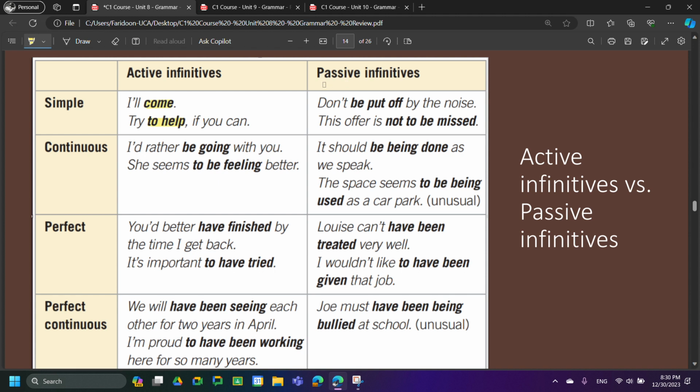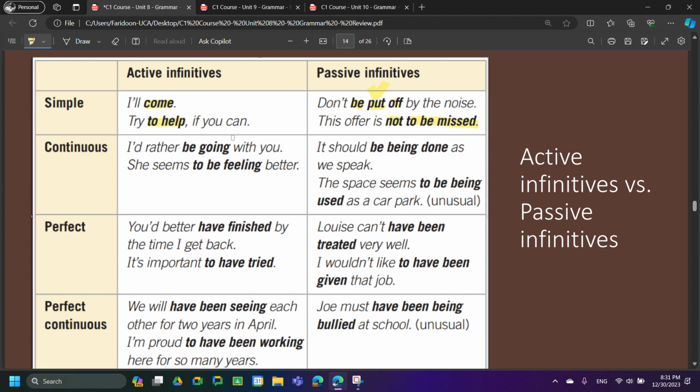So the passive infinitive in the simple aspect will be be plus a verb number 3. So be put. Be put. Of course, you have put off there, connected to each other. It's a phrasal verb, but the point here is, of course, only on the verb itself and not a particle. Okay, and then it has the full infinitive structure, which is going to be to plus be plus a verb number 3, but to make a negative you just put not before it.